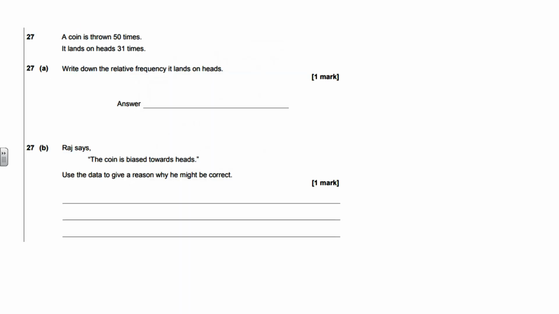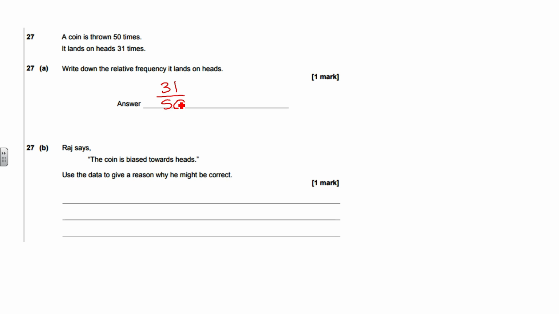27. A coin is thrown 50 times, it lands on heads 31 times. Write down the relative frequency it lands on heads. So relative frequency is just the number of successes divided by the number of trials. That's your relative frequency. Rice says the coin is biased towards heads. Use the data to give a reason why it might be correct.